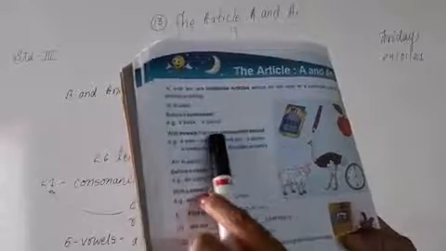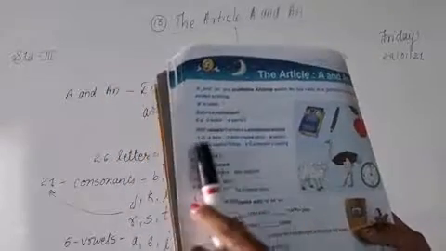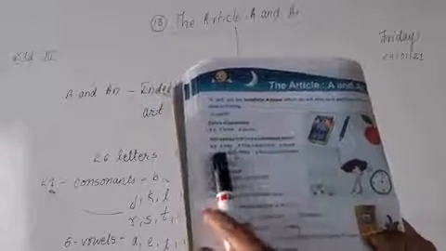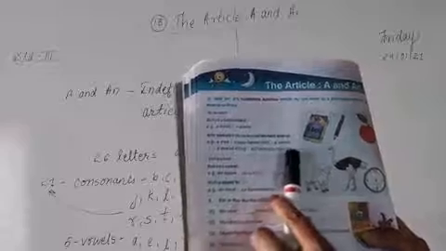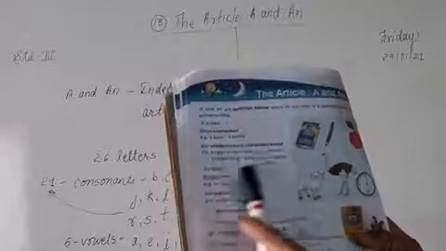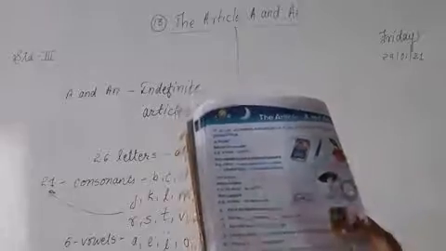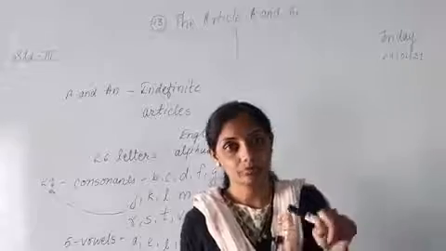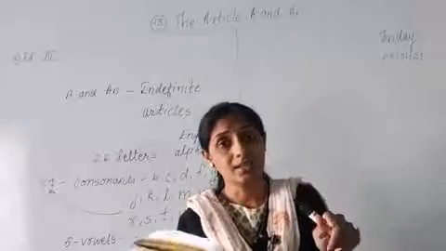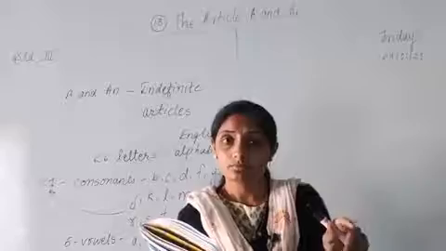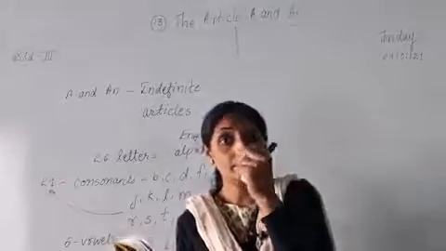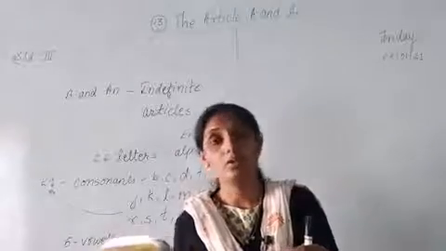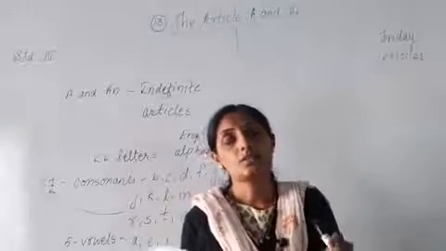And a is also used with vowels that have a consonant sound. For example, a Eve, a 1 rupee coin, a union, a useful thing, a European country. When we say Eve, it starts with E, and E is a vowel. But when we pronounce a 1 rupee coin or a union, at that time we use a before that.